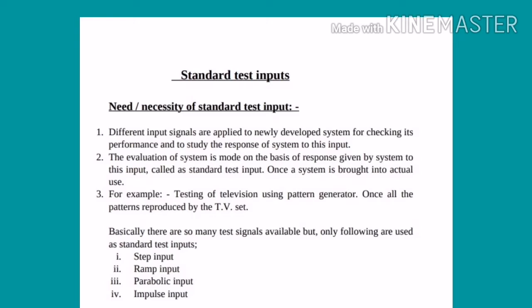Second is evaluation of the system, which is made on the basis of the response given by the system to this input, called standard test inputs. That is, evaluation of the system is done on the basis of the standard test input signals. That is, what input is given and what output is obtained. For example, testing of a television using a pattern generator.